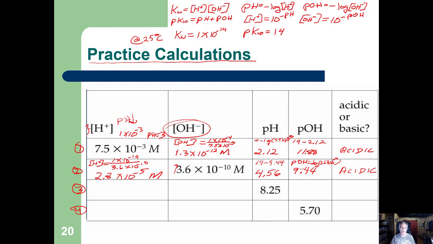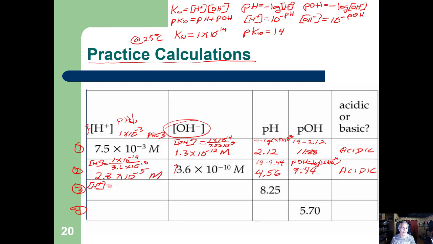Okay, and that takes care of row 2. Row 3, this time we're given a pH. What haven't we used? Let's get the hydrogen ion concentration from the pH using this equation. Hydrogen ion is equal to 10 to the minus pH. The pH is 8.25, so we're going to do the hydrogen ion concentration.